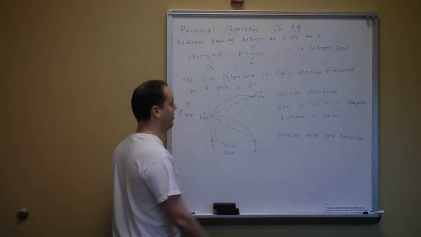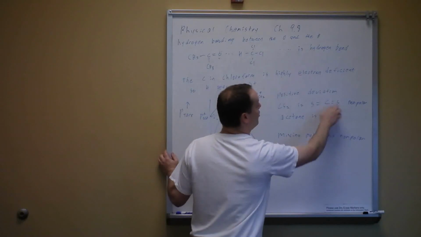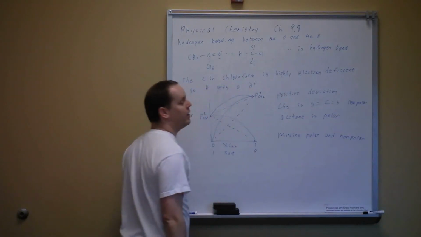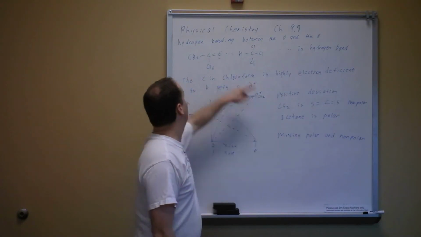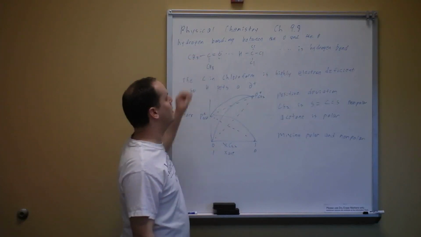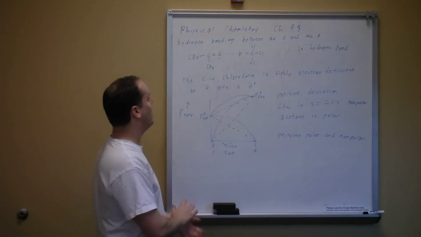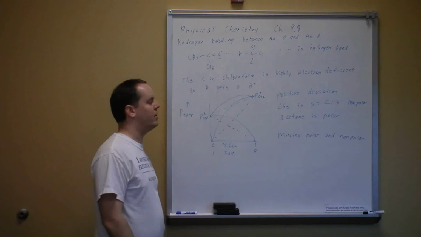The reason is because CS2, as you can see, is just sulfur double bonded to carbon, double bonded to sulfur. It's a linear molecule, it's nonpolar. Acetone, as you can see up here, is actually trigonal planar, but the point is it has a little bit of polarity. So when you're mixing a polar and a nonpolar substance, they don't mix very well, and that's where you get a positive deviation.